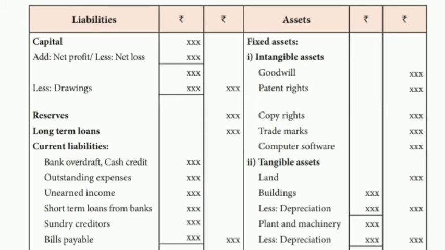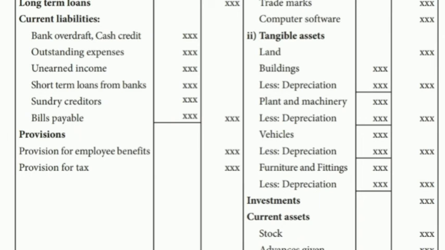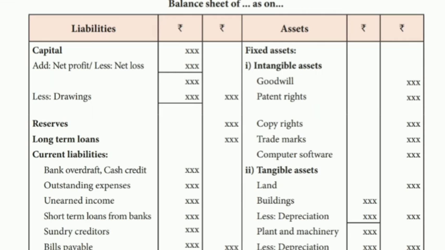Then sundry creditors: we have to make payment to our suppliers, so it is a liability. Bills payable: we accept many bills, so we have to make the payment on time, and it should be shown on the credit side. And provisions: if you are keeping some money aside for tax and so on, since periodically we have to make the payment, provisions and employee benefits can be kept aside as a liability.